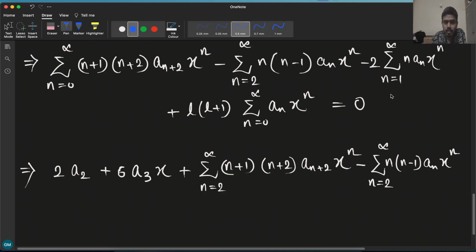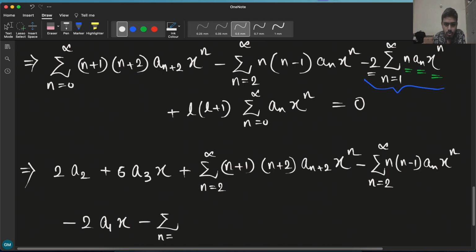Now let's take this term. Here it is starting from n equals 1. So what I will do is write a minus sign, and write the n equals 1st term first. If I write n equals 1, then this is 1, this is a1, and this is x. Then with the 2 sitting here, it will be 2a1 x, minus all the other terms, that is the sum from n equals 2 to infinity of n a n x to the power n.